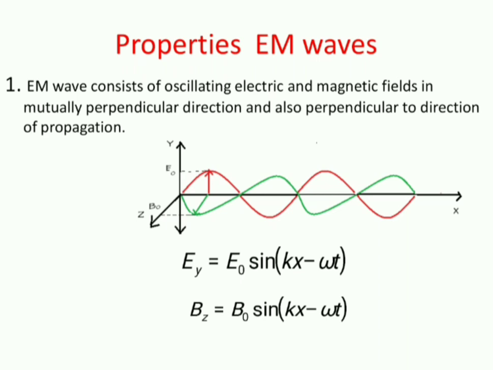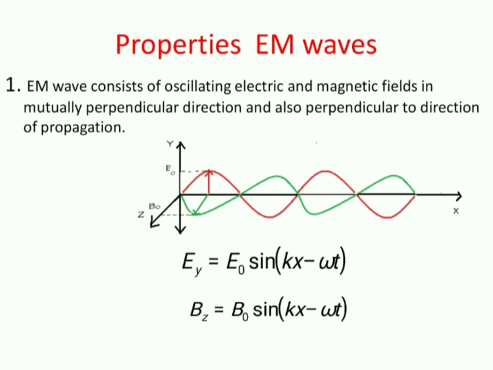So if electric field oscillates with time, it generates an oscillating magnetic field and vice versa. So in the diagram, you can see electric field is oscillating along y-axis. The red line represents variation of electric field. It's a progressive wave. And perpendicular to that you have magnetic field along z-axis.